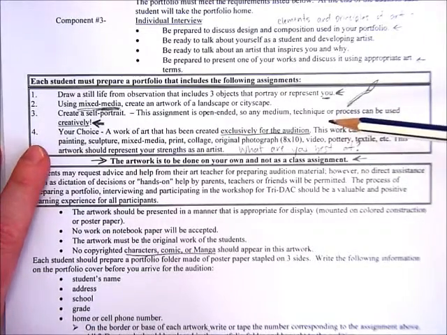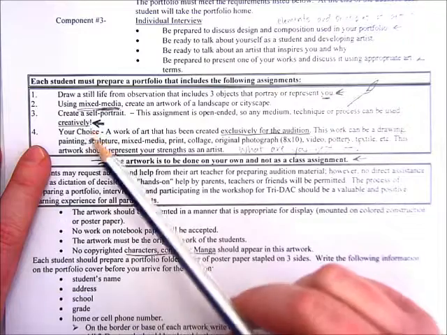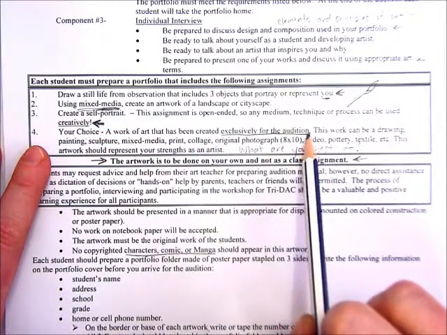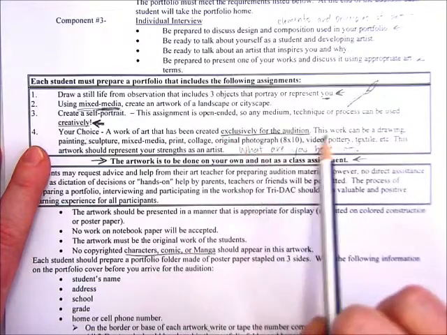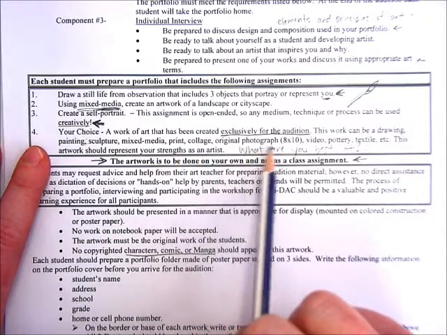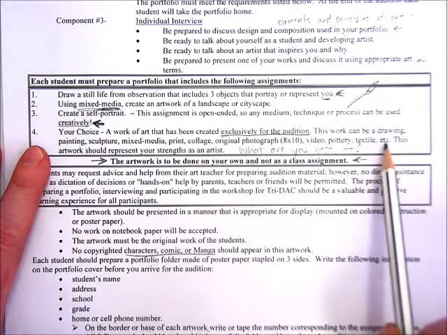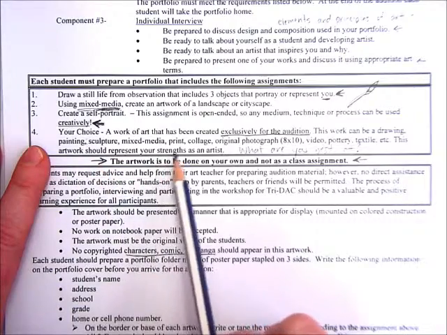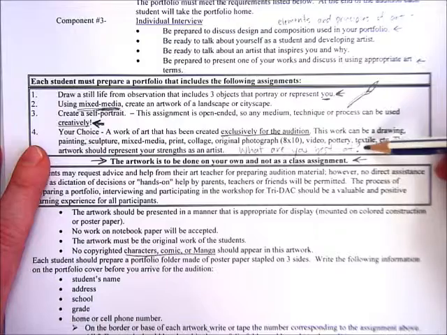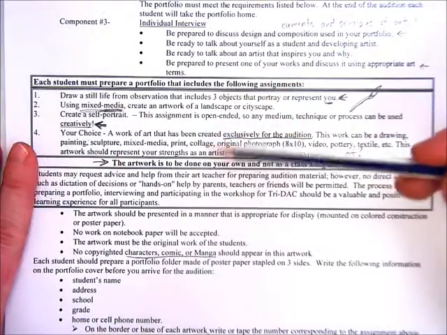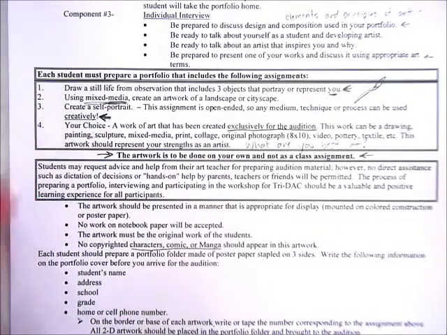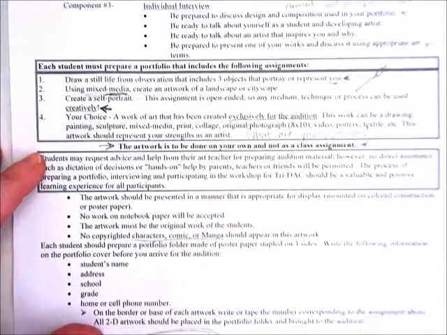The fourth one is your choice. Okay, so it's like a free work. A work of art that has been created exclusively for the audition. That means it's a new artwork created just for this. This work can be a drawing, painting, sculpture, mixed media, print, collage, original photograph, video, pottery, textile, etc. This artwork should represent your strengths as an artist. So what are you best at? Think about that, and then make a free artwork of your choice. Okay, show your strengths. And we talked about this, that you have to create it just for this.